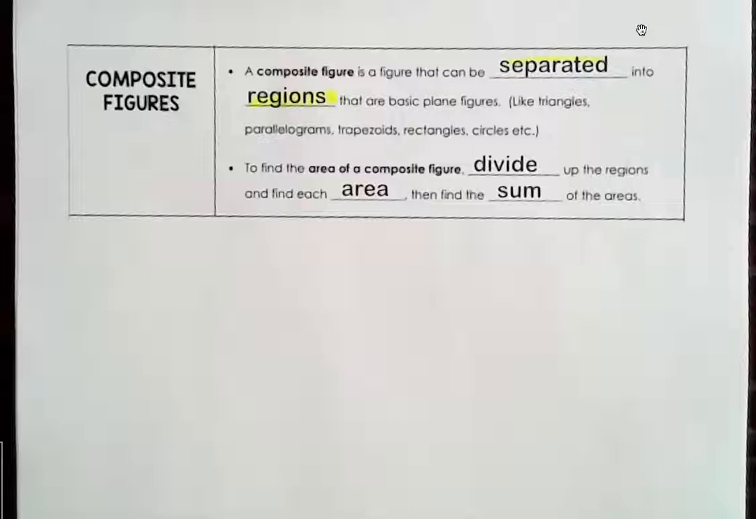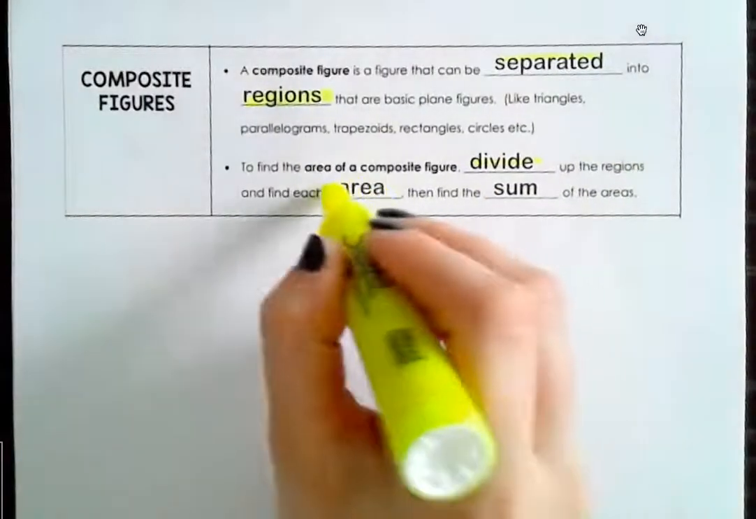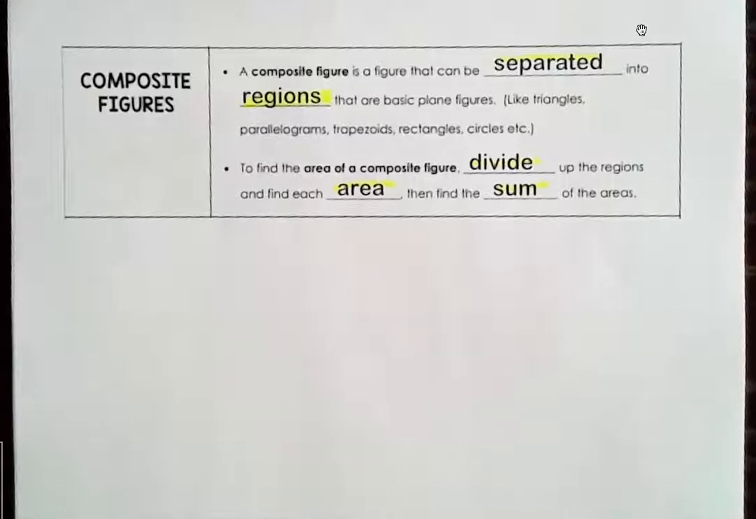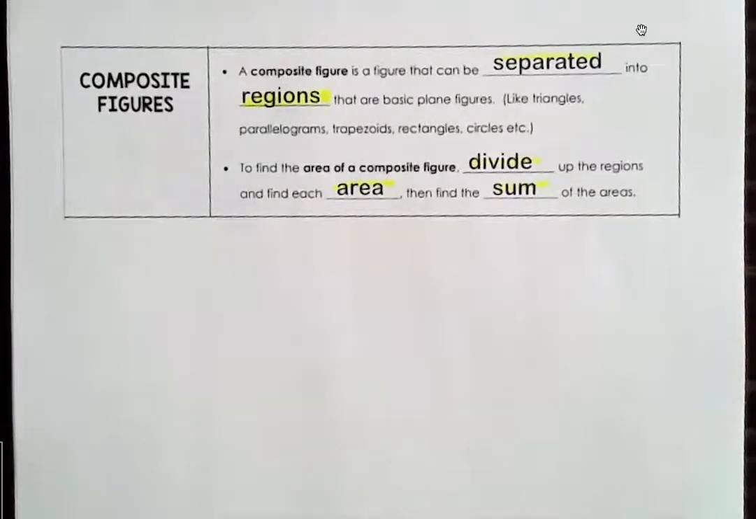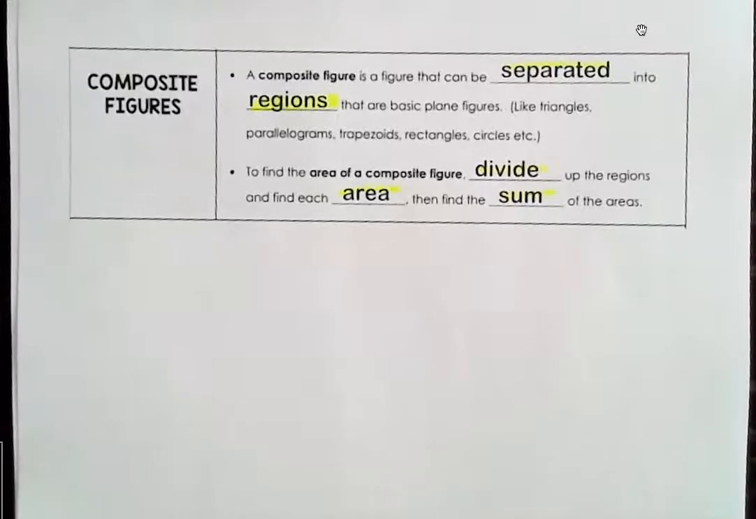Our process to find the area of this is to divide it into regions and then add up those areas of those different regions we found. So if you want to jot down a little definition for yourself of a composite figure and then the process to find it, again, you're just taking a shape, dividing it into parts that we know how to find the area of, and then adding them together. So we're going to do a few of those together before I set you free, okay?